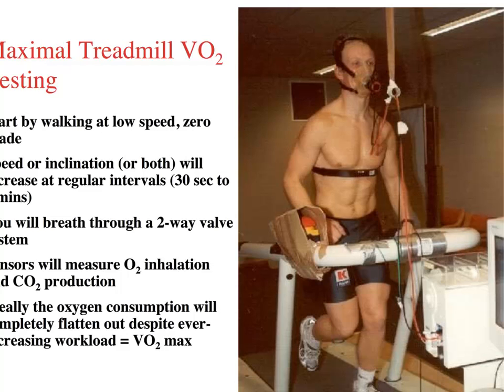And you start by walking at a low speed, at a 0 grade, and you basically increase the speed and inclination, or both, at regular intervals. The subject is breathing through the two-way valve, and sensors measure the O2 inhalation and CO2 production. And with this, they come up with an equation. Ideally, the oxygen consumption will completely flatten out despite ever-increasing workload, and this is considered to be your VO2 max.